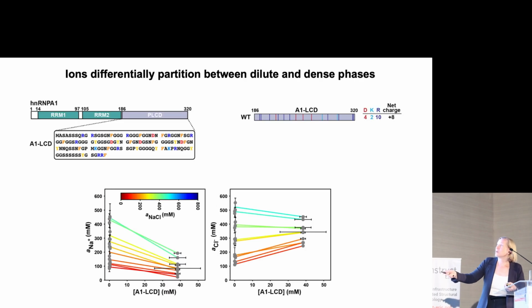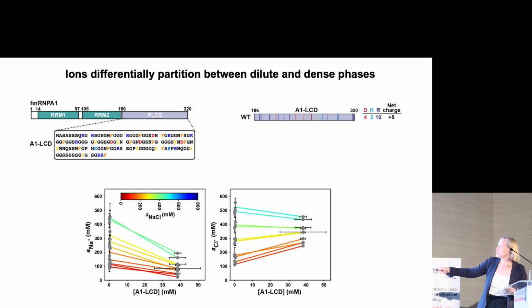And we again did this on the low complexity domain of hnRNPA1. It is slightly positively charged. And we see here negative slopes of tie lines for sodium and positive slopes for chloride, just at the very high concentration they start becoming negative. Right? And what that means is that there are more sodium ions in the dilute phase than in the dense phase, and there are more chloride ions in the dense phase than in the dilute phase. And this makes total sense in terms of electroneutrality, right? Since the protein is positively charged, we better have some more chloride ions in the dense phase.